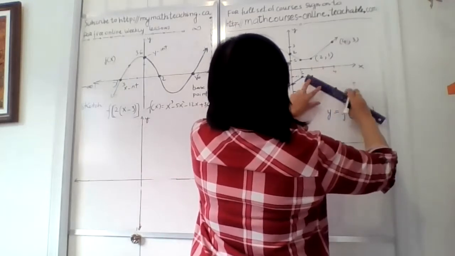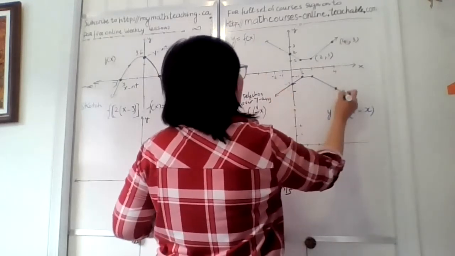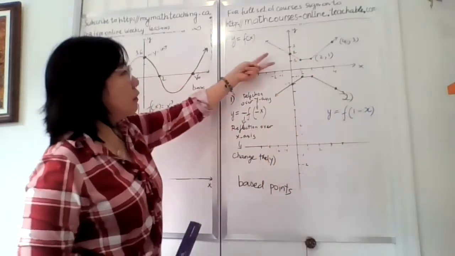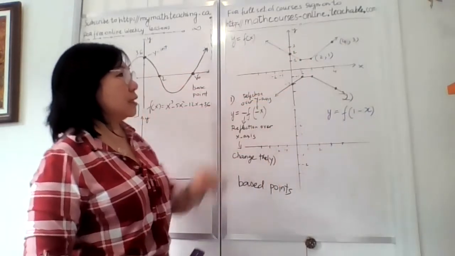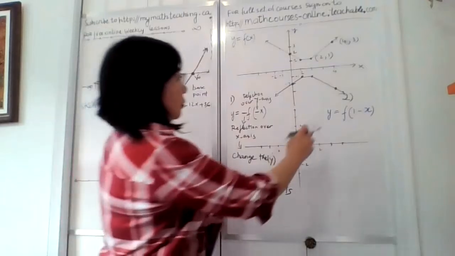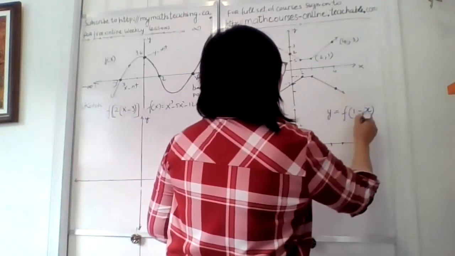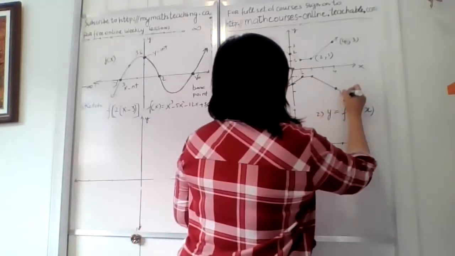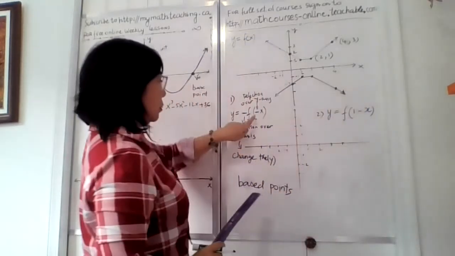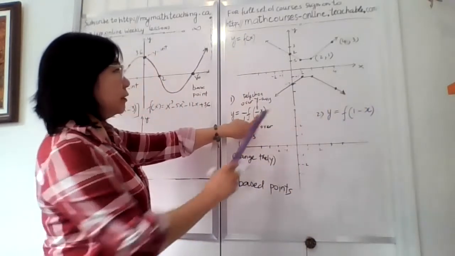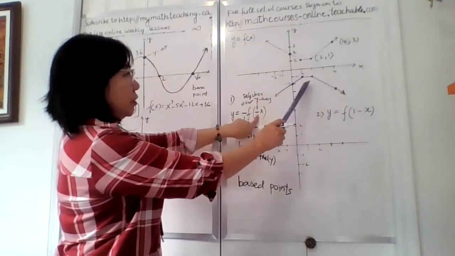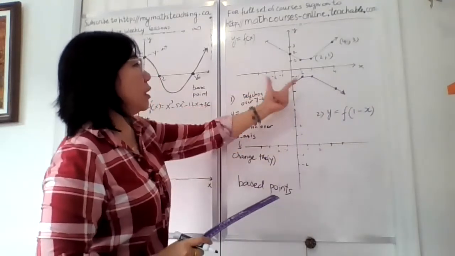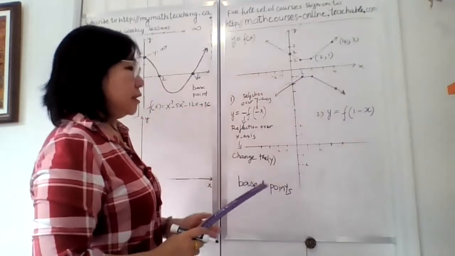So you see this graph here will become this graph when we reflect this over the x-axis. Now, let's do the next one. So now we have to reflect this graph, right? After we do the first reflection here, we have to reflect over the y-axis.